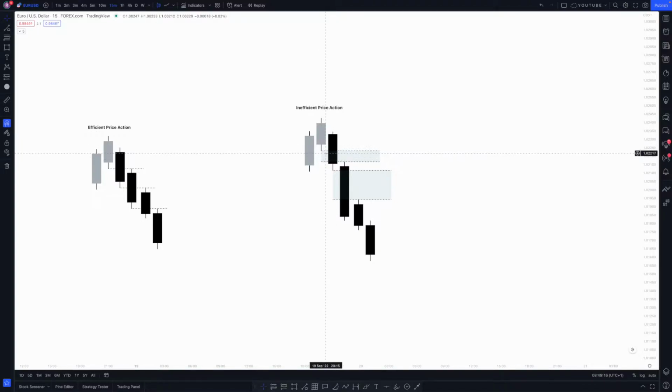Some people use imbalances as an entry point. For me personally, I don't do that. Like I said before, I just use imbalance as a confluence to my supply and demand, and as a confluence to where price may return to at a future date.